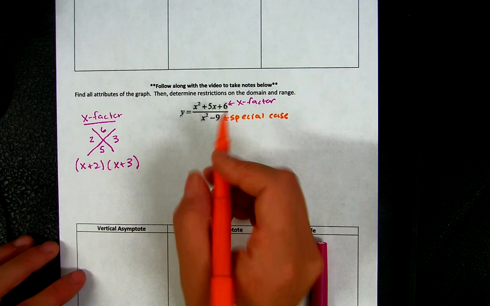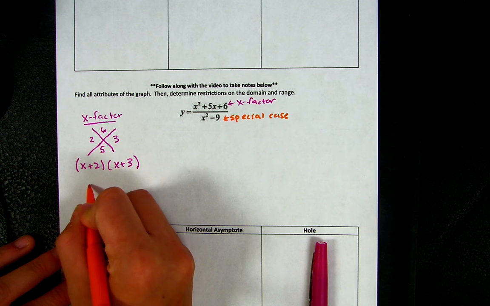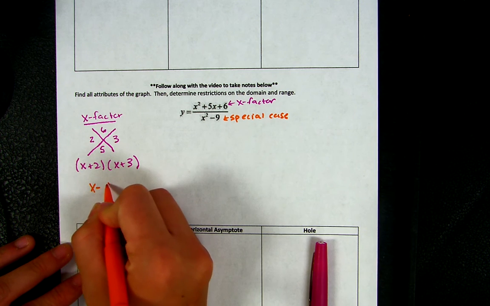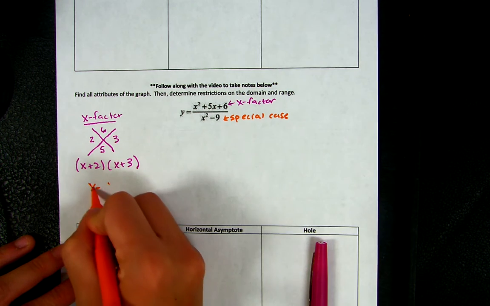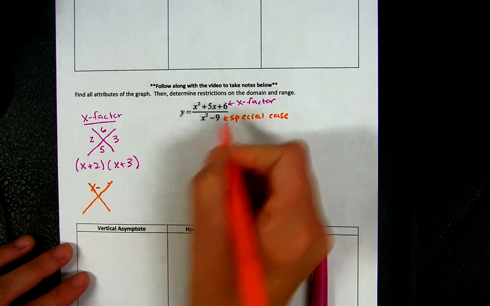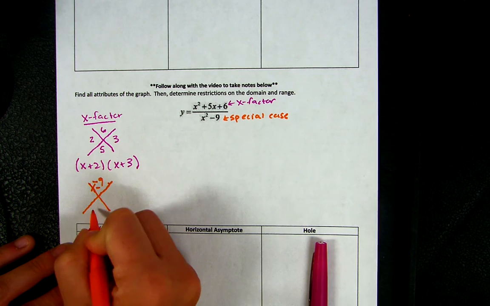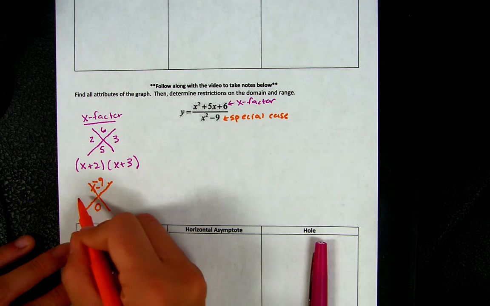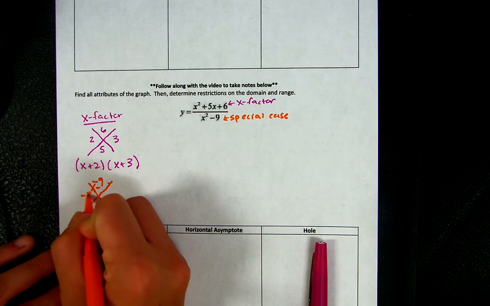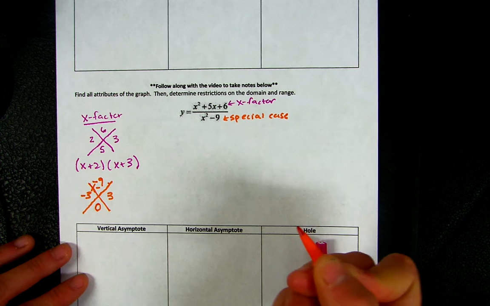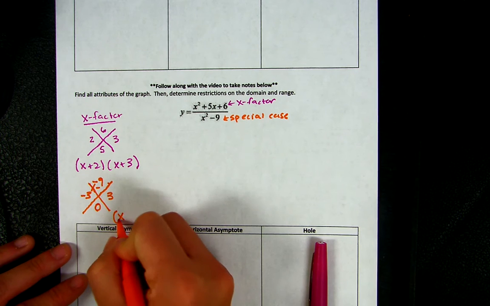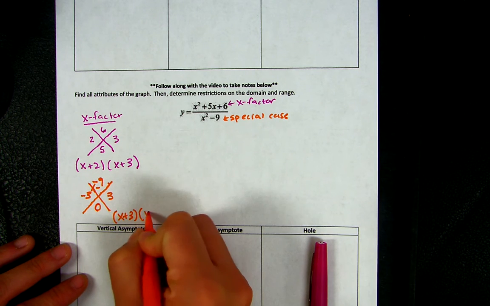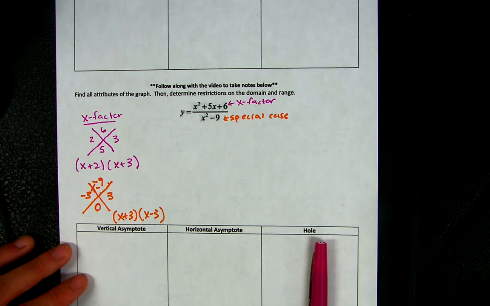And for my denominator, my special case, that's x squared minus 9. When I set up my x factor, it's negative 9 in the top, 0 in the bottom. Two numbers that multiply to negative 9 and add to 0 are negative 3 and positive 3. So my factors are x plus 3, x minus 3.